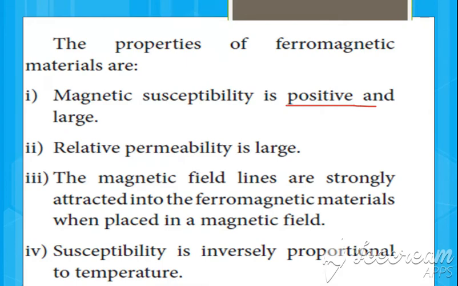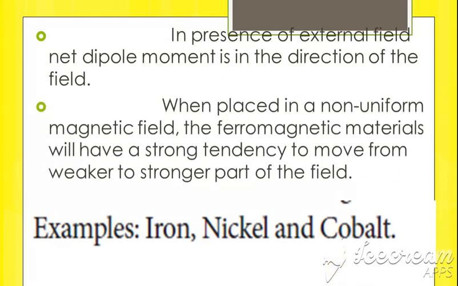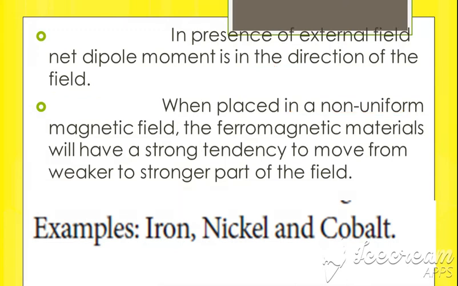Okay. So the next point is when you place it in a uniform and non-uniform magnetic field. When you place it in the presence of an external field, it moves in the direction of the dipole moment, so it moves along the direction of the field. And when you place it in a non-uniform magnetic field, it moves from the weaker to the stronger part. So the ferromagnetic material will move from weaker to stronger part. Then the examples: iron, nickel and cobalt. These are all examples of ferromagnetic substances. So make clear with these magnetic substances, because this can be asked as a 5 mark.